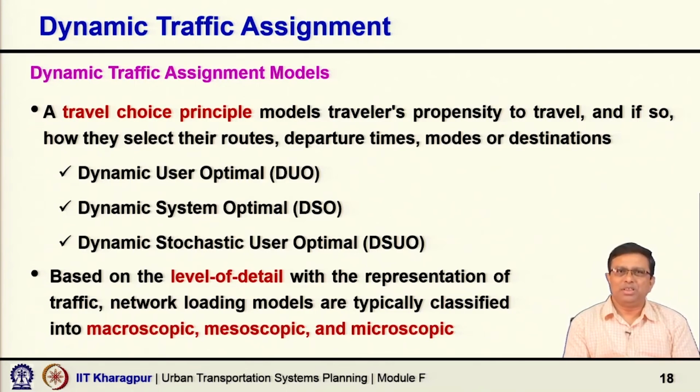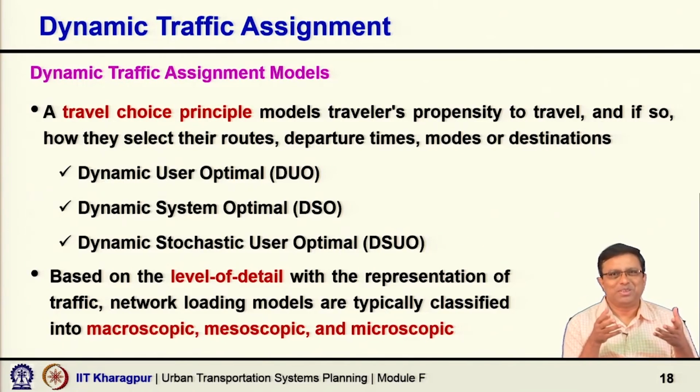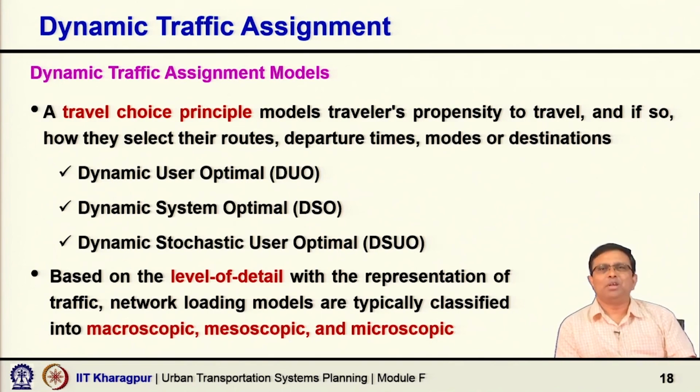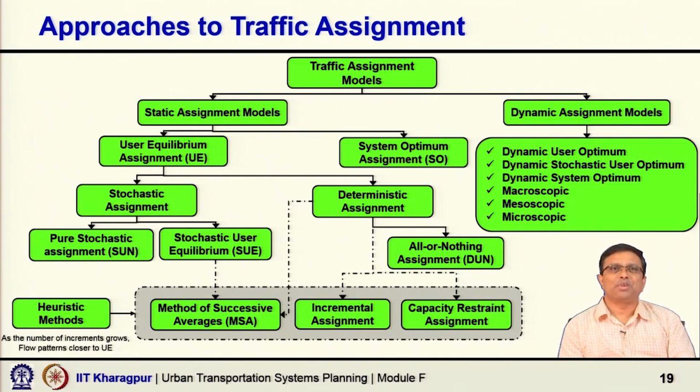Now, based on the level of detail in the representation of traffic, network loading models are typically classified as macroscopic, mesoscopic and microscopic. You can understand by the terminology; we cannot go into further detail because of the limitations of time and number of lectures. Macroscopic is at the macro level, microscopic is each vehicle to vehicle level, the most detailed level, and mesoscopic is somewhere in between. Different models and different platforms are available.